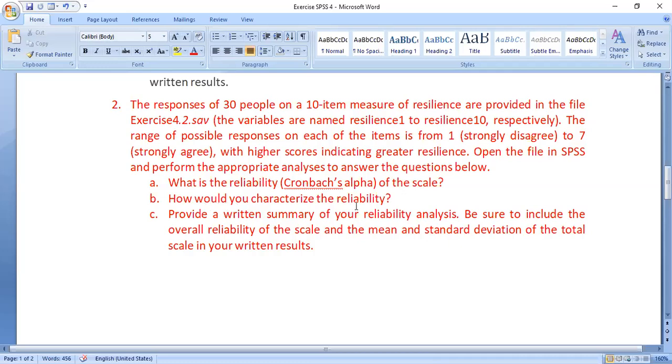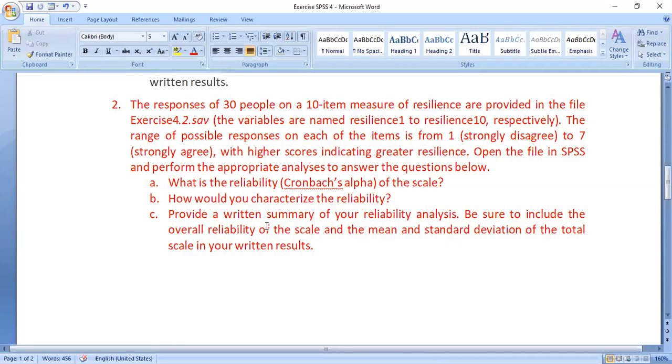B part, it is very high, and therefore it is known as excellent, you can say very high reliability. So the consistency in data in which it has been answered by these 30 people is appreciably high. And then you can write the summary.